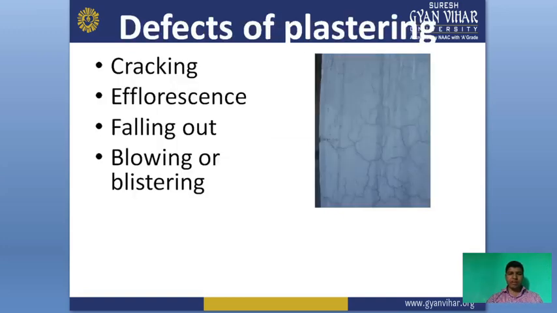And next is what are the common defects of plastering. The first defects are cracking, efflorescence, falling out, blowing or blistering. Cracking means if we are using a high grade mix, the plaster will crack. Efflorescence occurs if there is no proper setting of plastering, or if we use more cement or more sand. And falling out happens if we do not give proper curing to the plastering, so it falls out from that surface.